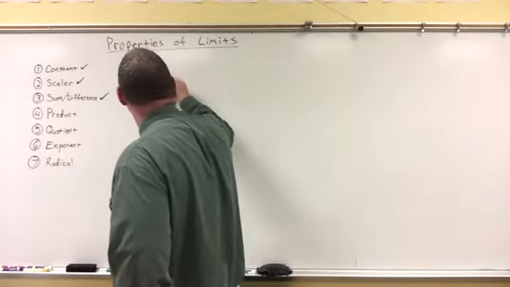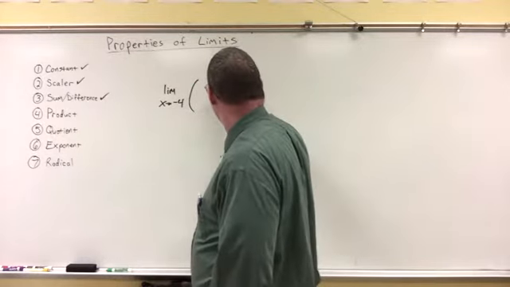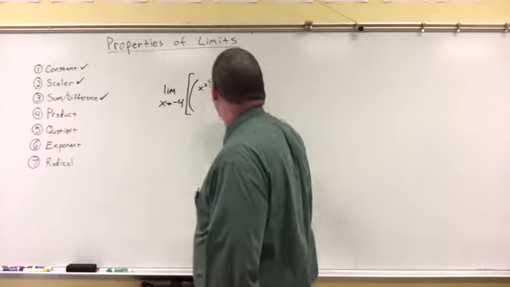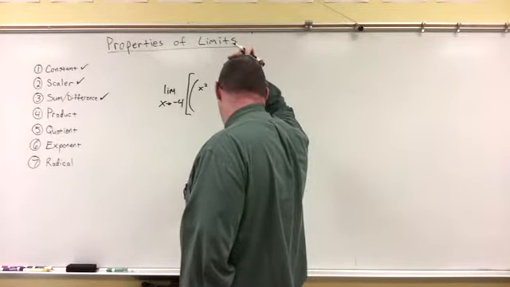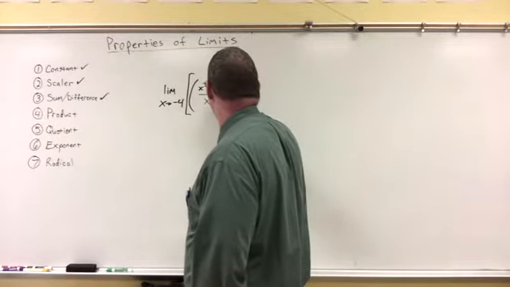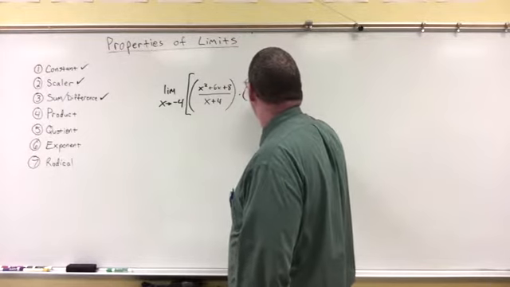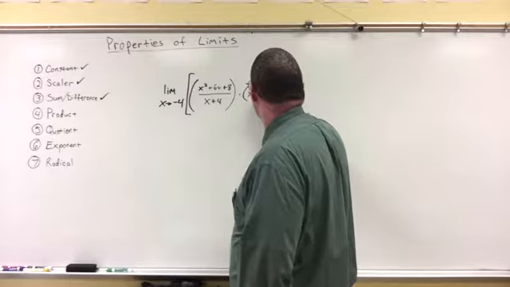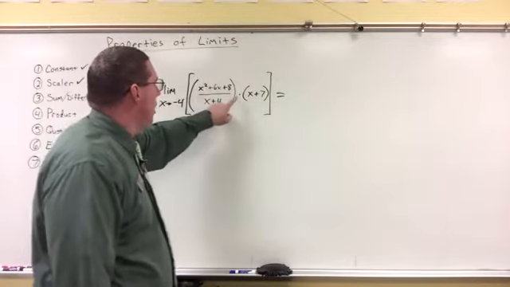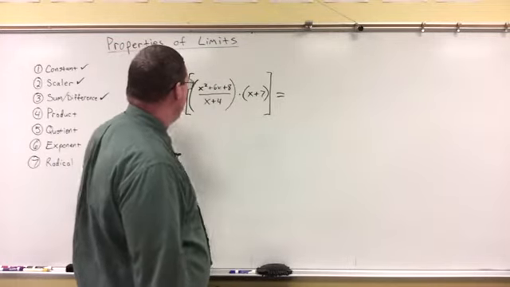So if we had the limit as x approaches negative 4 of, let's say, we have x squared, in fact, we're going to put a big bracket here, x squared plus 6x plus 8 over x plus 4, times, we're going to put the little middle dot there for multiplying, x plus 7. Let's just make it kind of simple. So what we have here is a limit as x approaches negative 4 of a function times another function. Now, you could multiply this function times the numerator and then do the limit, but that could be really complicated and annoying.